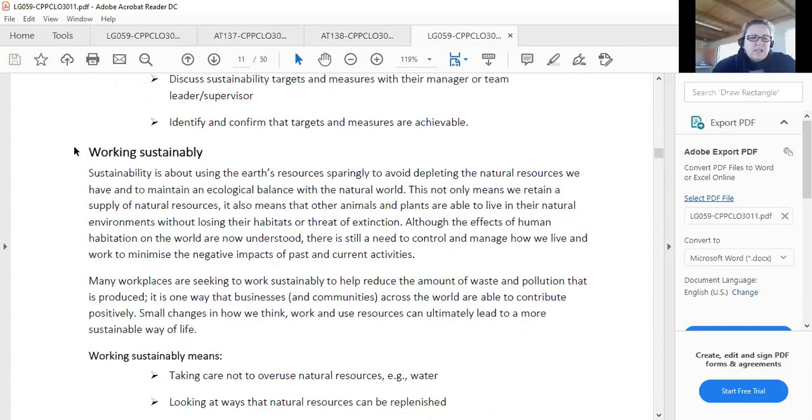Basically, it says working sustainably is about using the Earth's resources sparingly to avoid depletion of the natural resources we have, to maintain an ecological balance within the natural world. This also means that we retain a supply of natural resources and that other animals and plants are able to live in their natural environment without losing their habitats and having a risk of extinction.